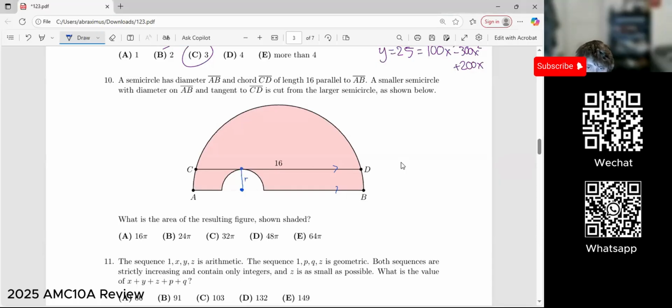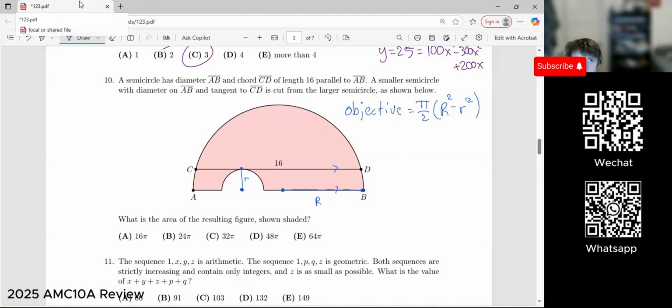Let's call this little r, and let's call this big R. And our objective is this, which is pi over 2 times big R squared minus little r squared. Now, whenever I see two things that are being combined and squared, I automatically think Pythagorean theorem. You might disagree with me, but you might be saying that's a minus, not a plus. Doesn't matter. Pythagorean theorem.